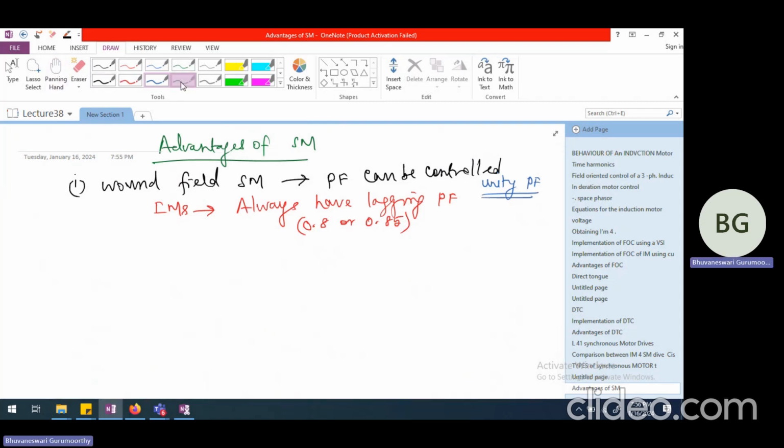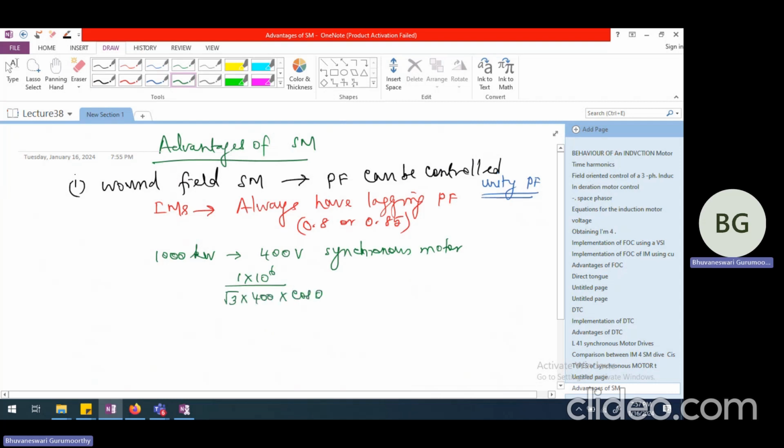So when you control the power factor, one of the major advantages you get is, let us say I have a 1000 kilowatt or 1 megawatt, let us say 400 volts, synchronous motor. So here I can calculate the current as 1 multiplied by 10 power 6 divided by root 3 times 400 multiplied by cos phi. So this is going to be the current. And cos phi can be unity. So if cos phi is equal to 1, then I calculate certain current, let us say I synchronous machine. This is going to be the synchronous machine current.